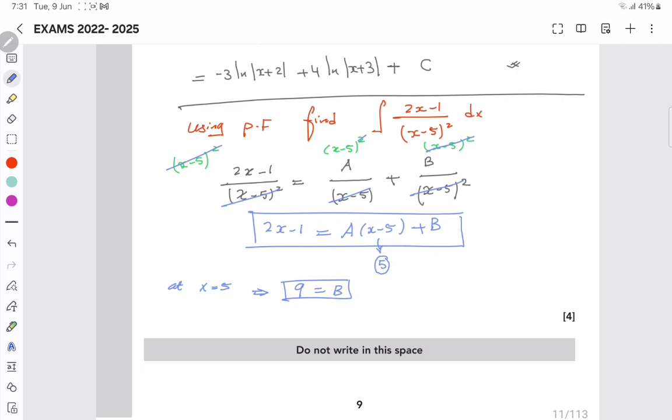Okay, now I want to find the value of a. What we have to do? Choose any value for x other than the first choice, 5. Any value. But don't forget that you will substitute b by its value also. So, for example, at x equals 0: 2 times 0 cancels, it will be negative 1. 0 times negative 5, it will be negative 5 times a. What about b? We substitute it by its value, which is positive 9. Now we can solve it to find the value of a.